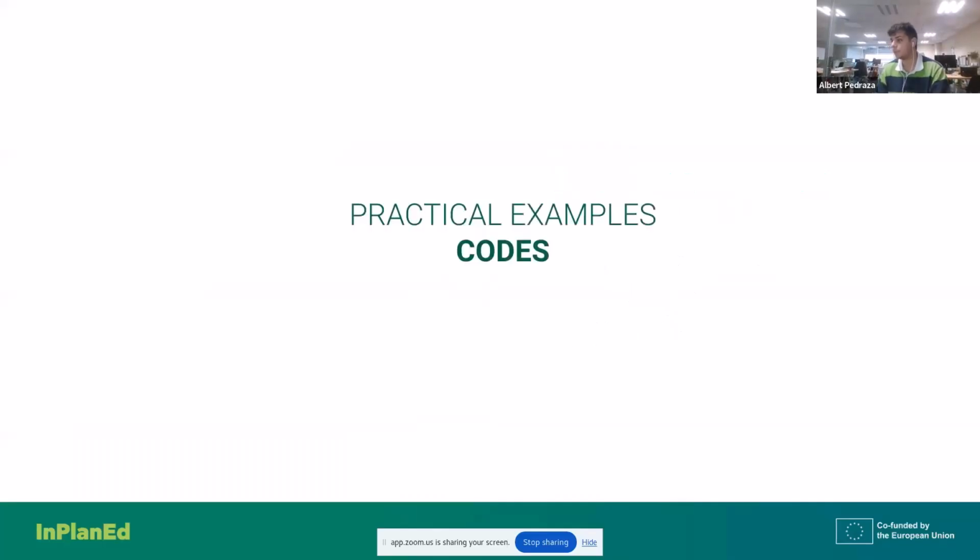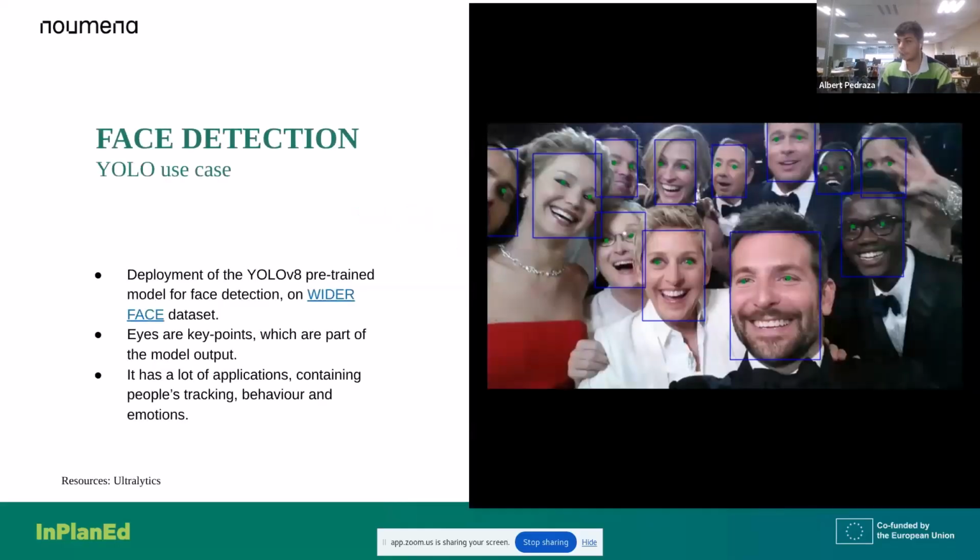Then I'm going to explain some practical examples, that I say there are codes, because we can use them, like we can implement them from real scenarios. So the first one is the use case of face detection. In this case, it is used a pre-trained version of YOLO. It has been trained on an available dataset that it's called Wider Face. This dataset presents a collection of faces from the web.